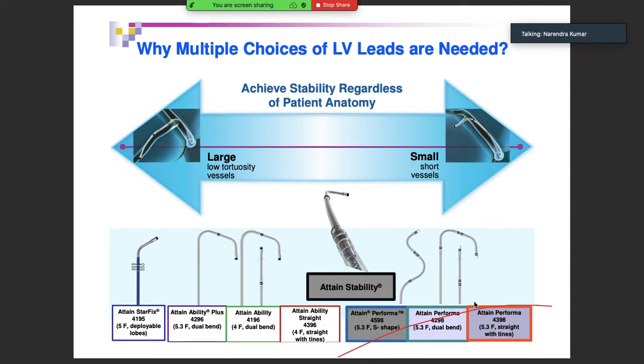So can one summarize for me what were the indications when we try to think of using the CRT? You can use the chat box as well.